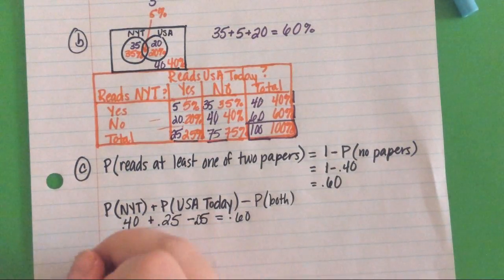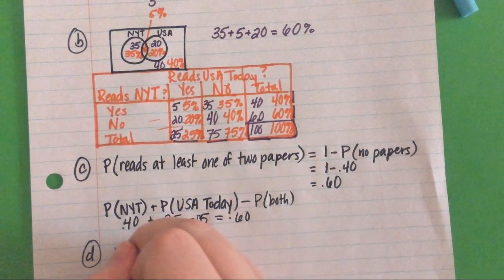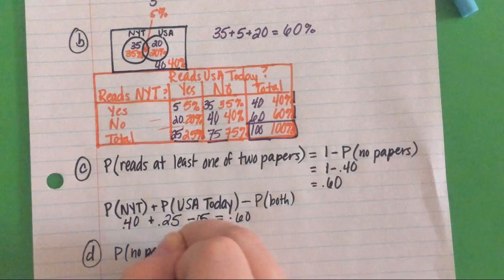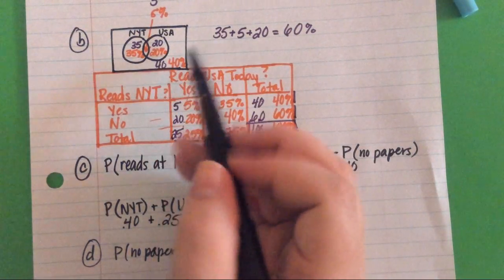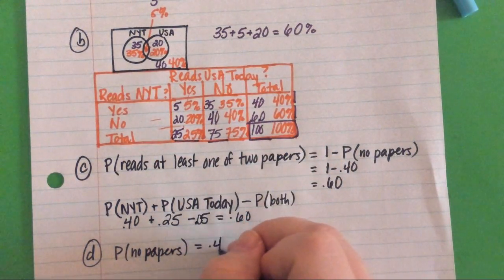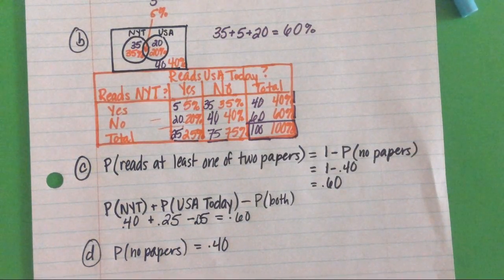And then part D, we automatically know the answer to, because it says the probability that they don't read either paper. And thankfully we already figured that out. And that's one perk of the Venn diagram, is that it's easier to see 40% didn't read anything. Okay, are there any questions about this now? Okay, well, I'm going to leave that 'cause still got people copying.